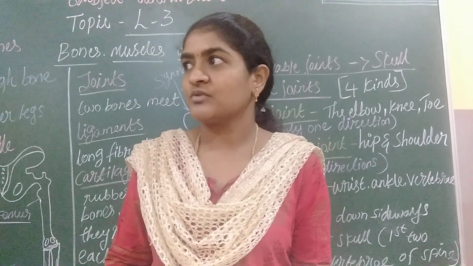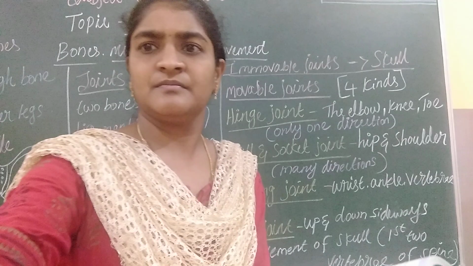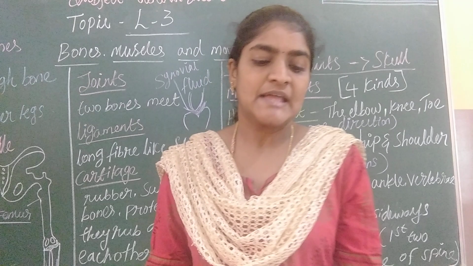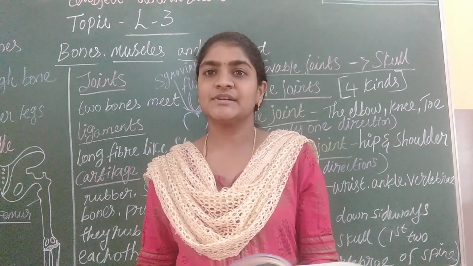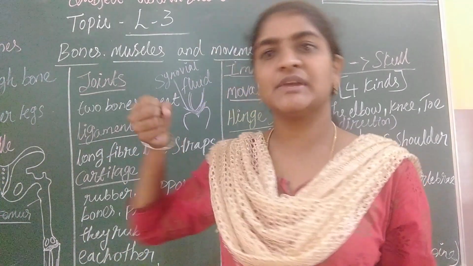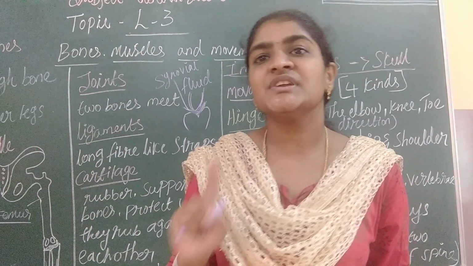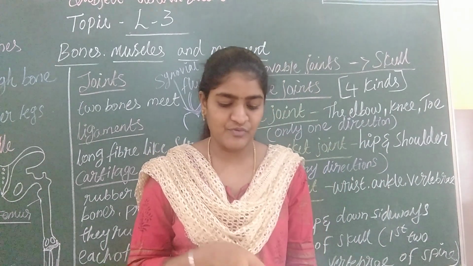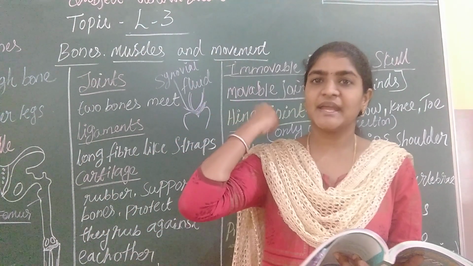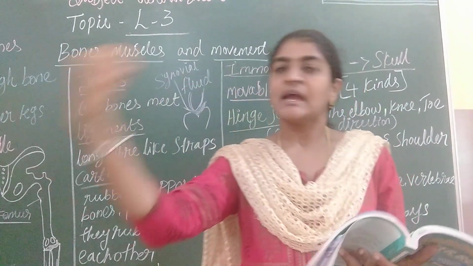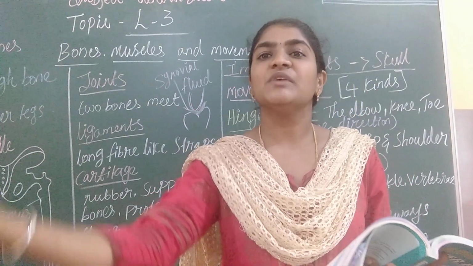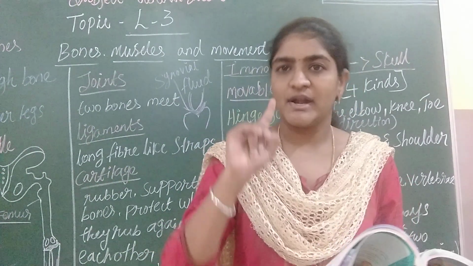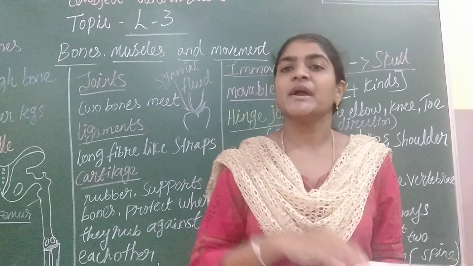The first joint we are going to see is the hinge joint. This joint works like a hinge in a door. Just as we can open and close a door, the direction of movement is only on one side. For example, take my elbow and knee. I can fold my hand in only one direction. Even the knee I can fold in only one direction.